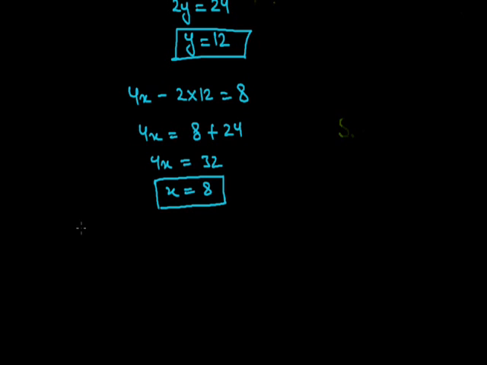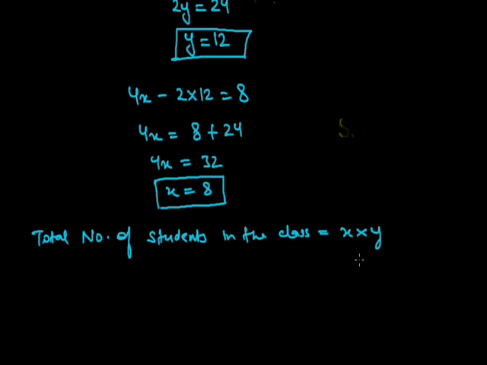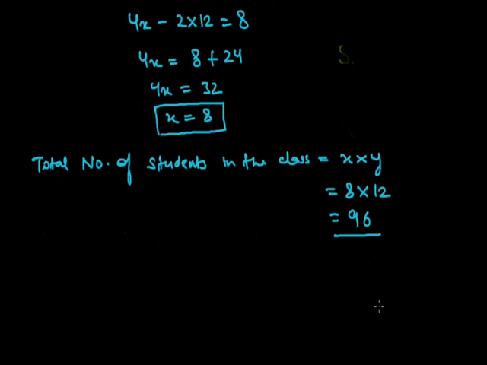So now we will get the total number of students in the class. As we already discussed, the total number of students in the class was x into y. We got the value of x as 8 and the value of y as 12. So accordingly the total number of students was 96. So this is the answer. In this way we need to understand the question, write down the equation first, and after that we will be able to solve the question properly. Now we move on to the next question.